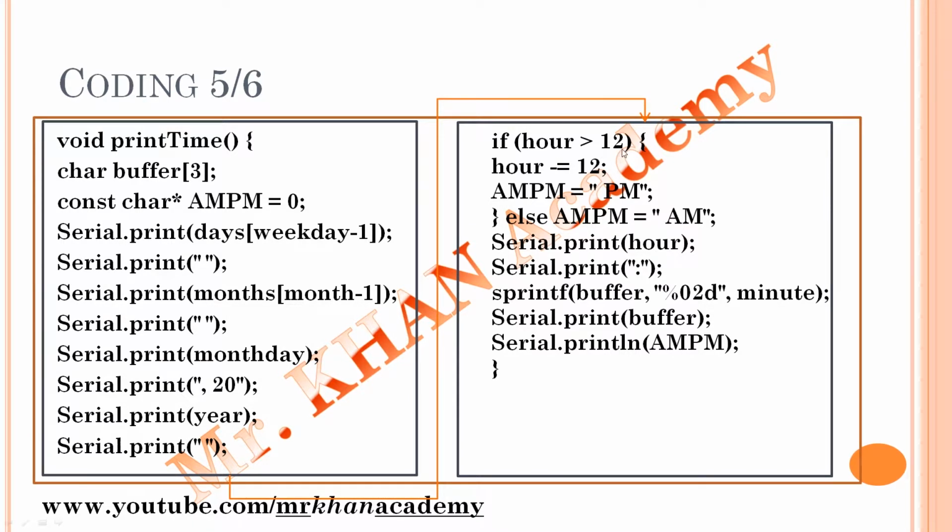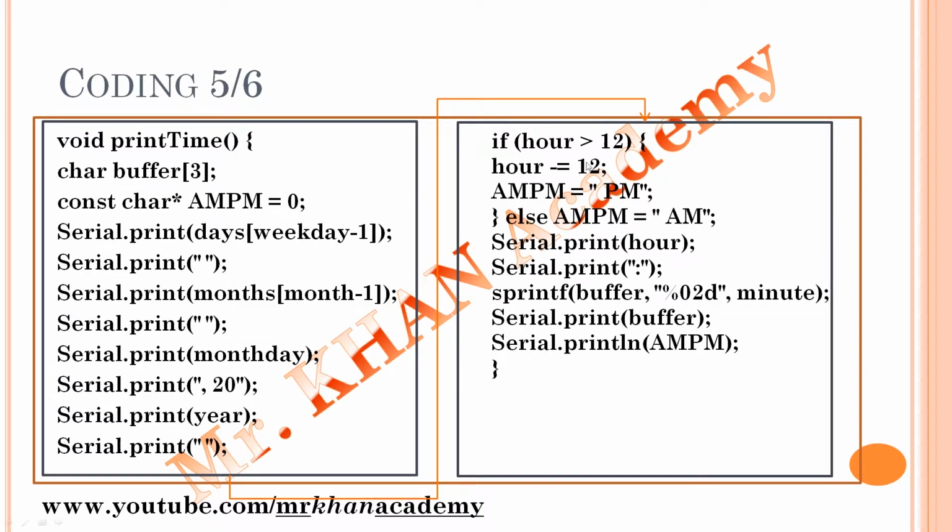If hours is greater than 12, then with the help of the compound operator, we are converting that hours into 12-hour format. For example, suppose hours is 14. As hours is greater than 12, the condition will be true. Then hours -= 12 means hours is equal to hours minus 12. If hours is 14, 14 minus 12, we get 2.